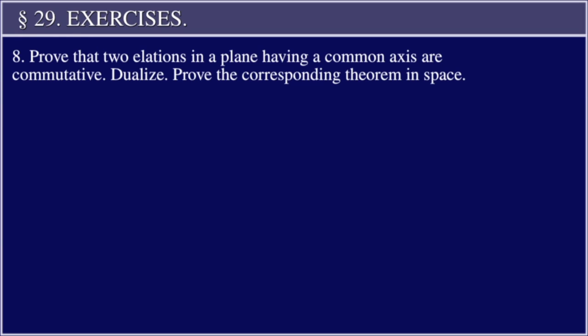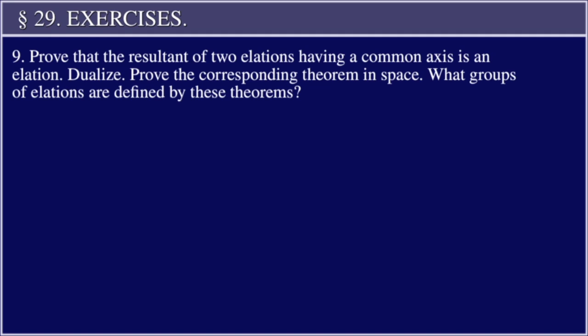Dualize. Prove the corresponding theorem in space. 9. Prove that the resultant of two elations having a common axis is an elation. Dualize. Prove the corresponding theorem in space. What groups of elations are defined by these theorems?